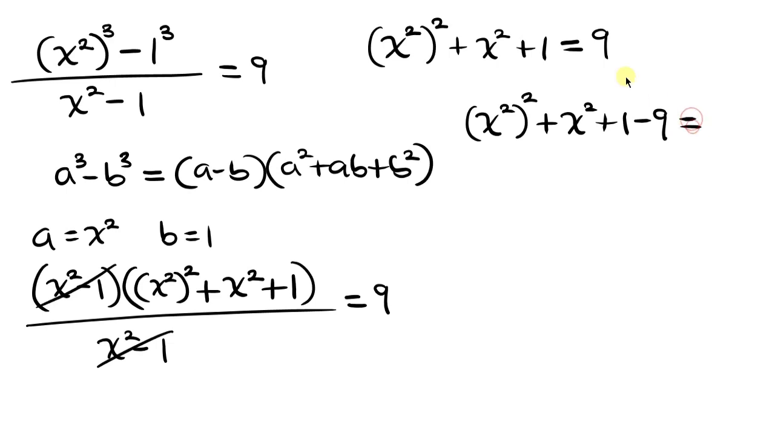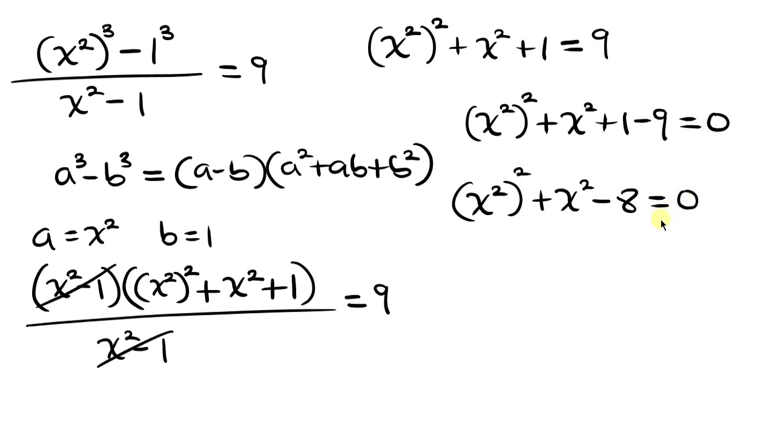And this is equal to 0. So this simplifies into x squared raised to the 2 plus x squared. Now 1 minus 9 is negative 8. And this is equal to 0. So we have a quadratic equation in terms of x squared.